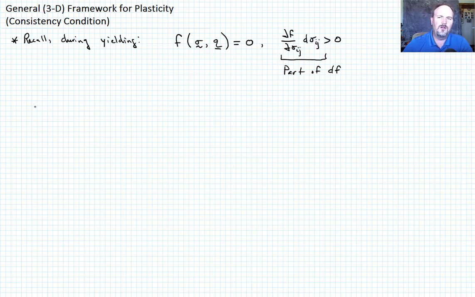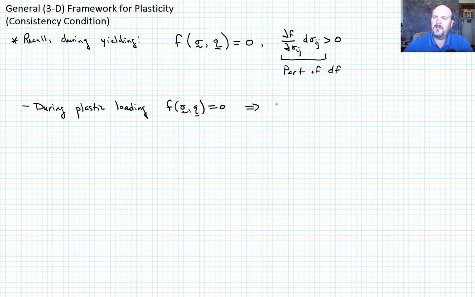We also know that during loading, f always equals 0. So let's write that down. During plastic loading, f of sigma and q always equals 0. That means that during plastic loading, no matter what happens, the differential change in f during loading must also equal 0. So that's an important condition.